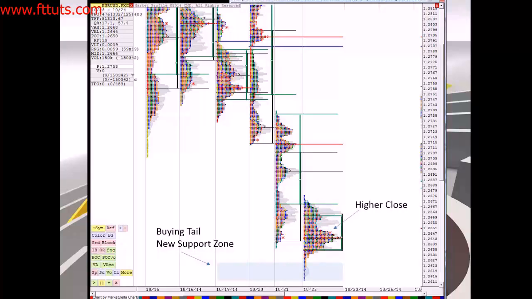Notice also the higher close. We had a close here. On the following session, we have a close that is slightly higher. Let's continue on and note the high volume zones, both in this session and in this session. So the buyer was participating aggressively from the day before and continued that heavy participation.